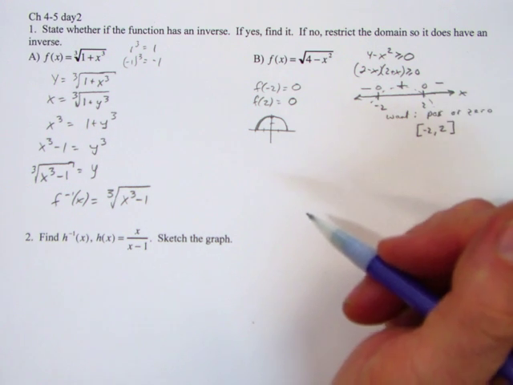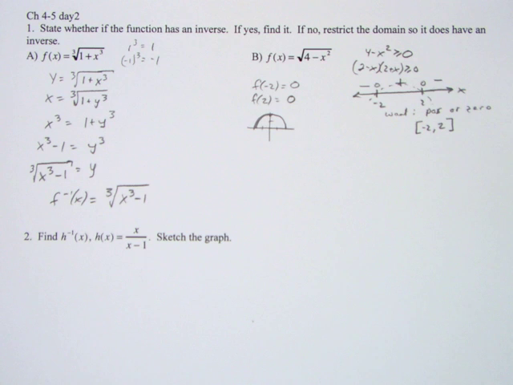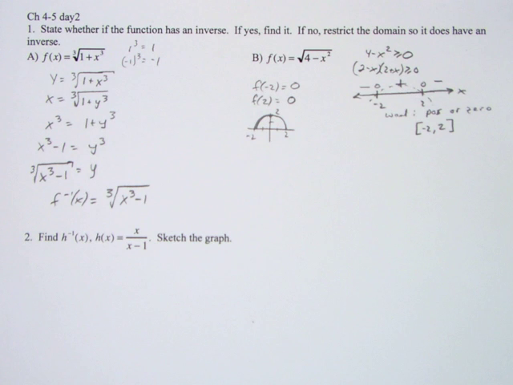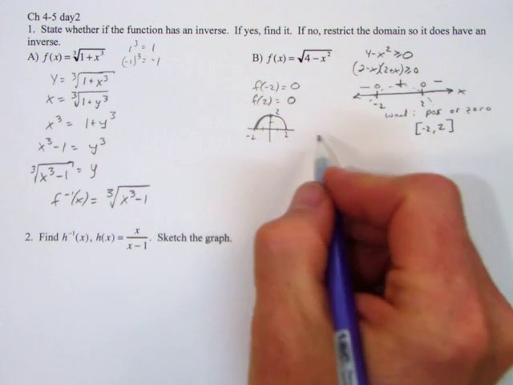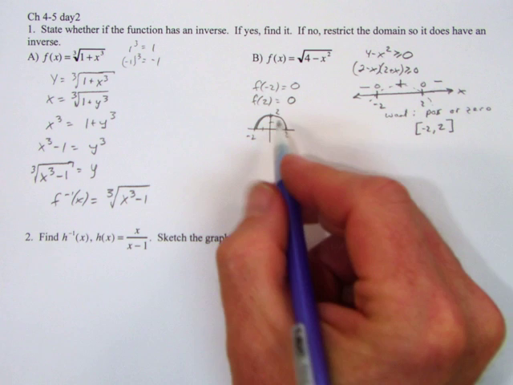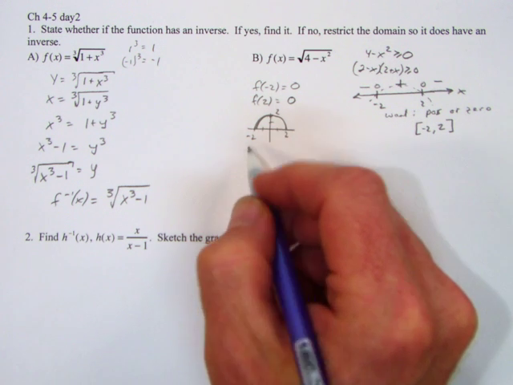Now, thinking back to what we did in the last lesson, does this have an inverse? No, it doesn't. Why doesn't it have an inverse? Because it's not a one-to-one function. It does not pass the horizontal line test. So we're going to restrict it to make it a function. So what side do you want to restrict it to? Just for the sake of simplicity, I'd say let's just go with the right side.